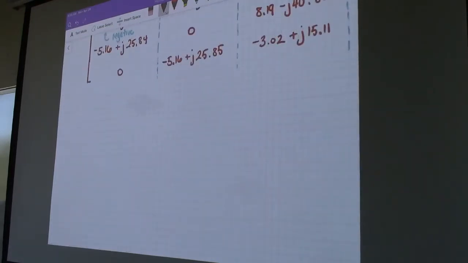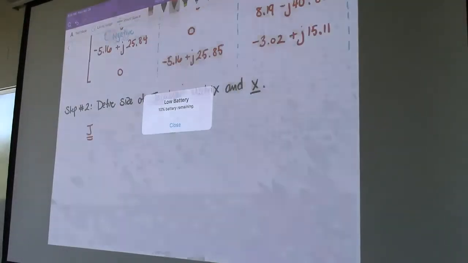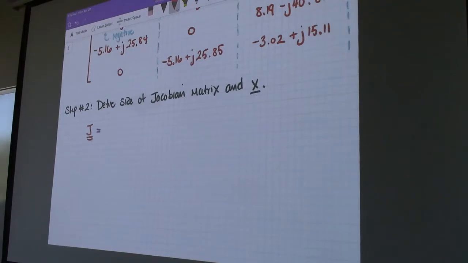All right, second step. So we already did this. We defined the size of the Jacobian matrix. We said that's going to be a 5 by 5.